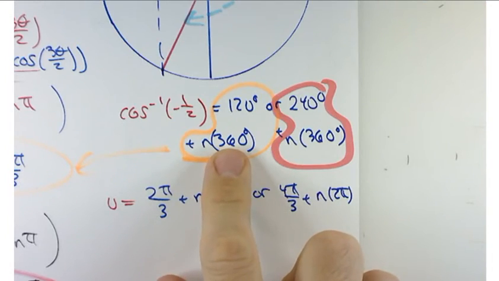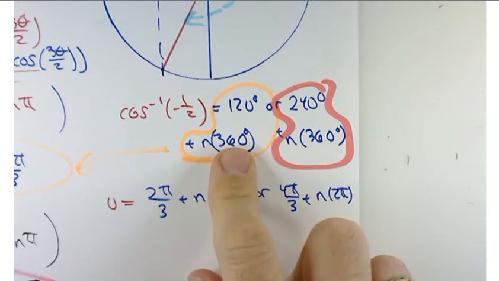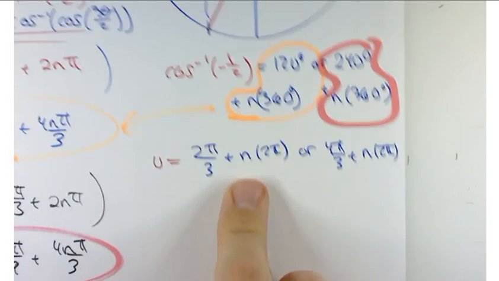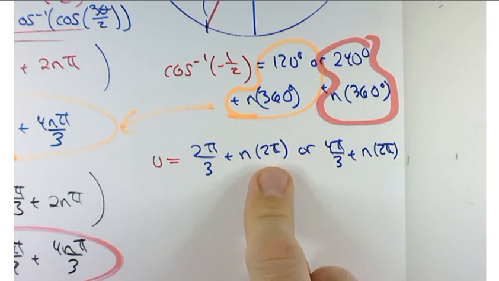2 pi is the radian equivalent of 360 degrees. So when I went from here in degrees to down here in radians, 360 got replaced by 2 pi.